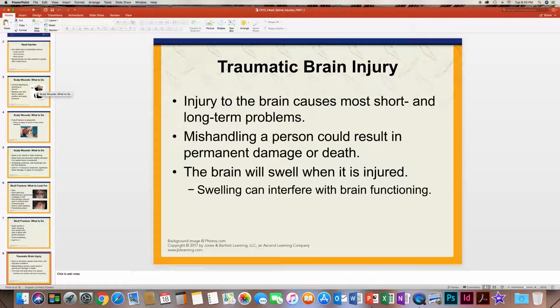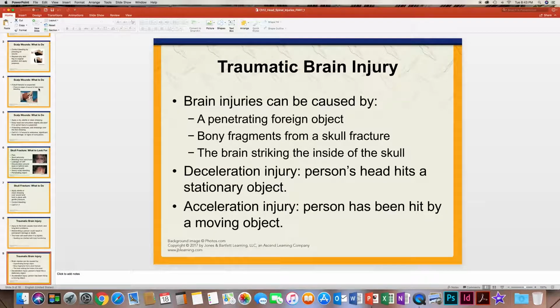A traumatic brain injury usually can cause short and long-term problems. Mishandling a person could result in permanent damage or death. The brain can swell when it's injured, and swelling can interfere with the functioning of the brain. It can be caused by a foreign object that penetrates the skull, bony fragments from a skull fracture, or if the brain hits the inside of the skull. Deceleration injuries are when a person's head hits a stationary object, and an acceleration injury is when a person has been hit by a moving object.